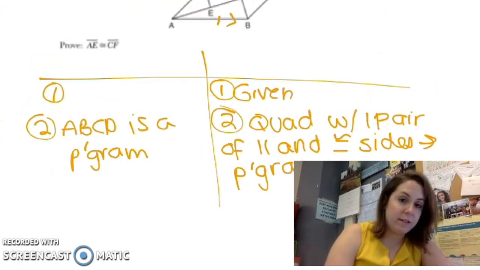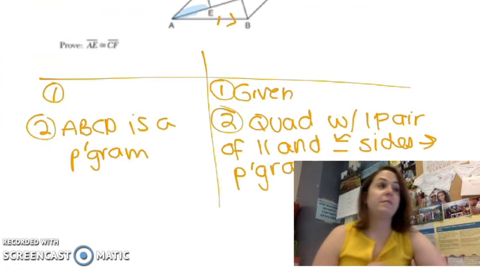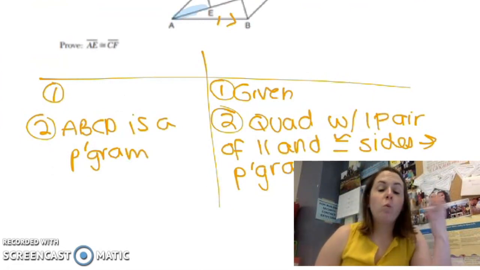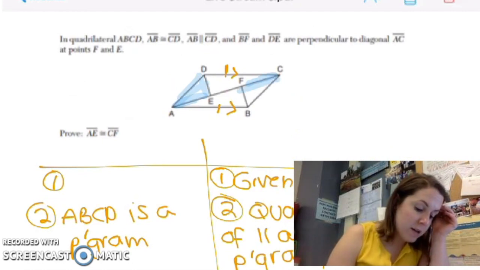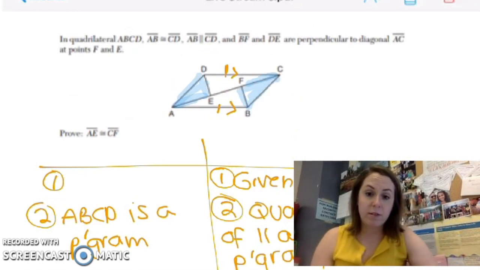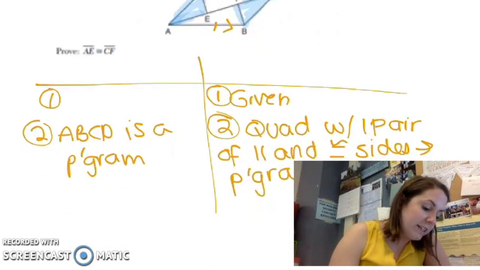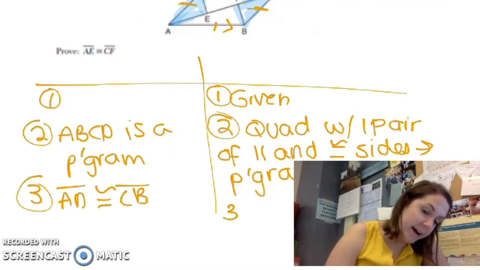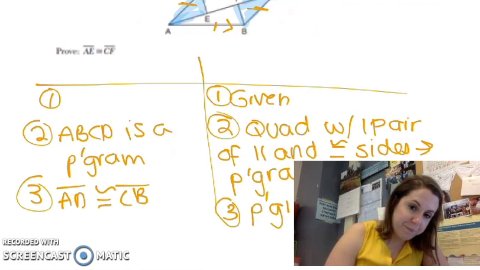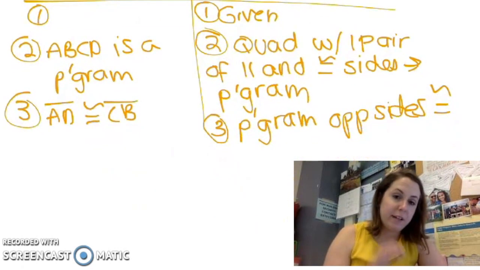So I know I want this piece and this piece congruent, right? So what I need to figure out is, what triangles are those in? So I'm going to go with this triangle and that triangle because those are the only triangles these are a part of. So let's start with what we know. AD would have to be congruent to CB because in a p-gram, opposite sides are congruent, and I know you can't see that. I'll move it up in a second.